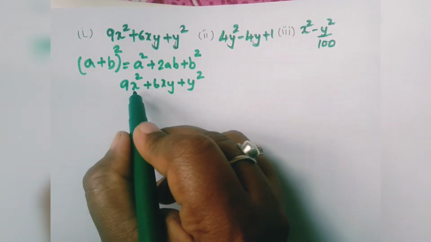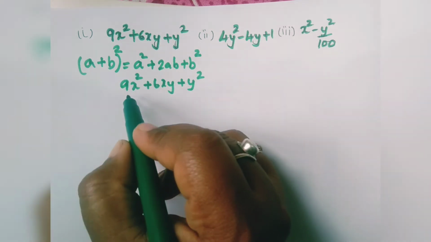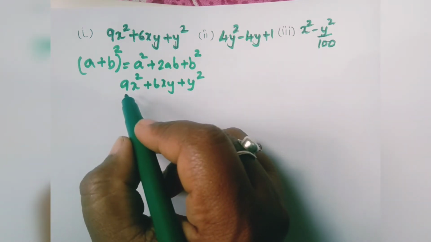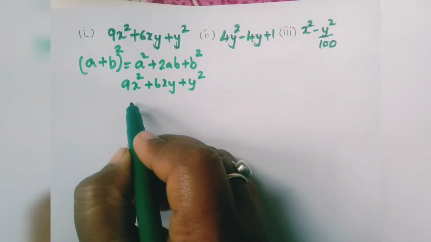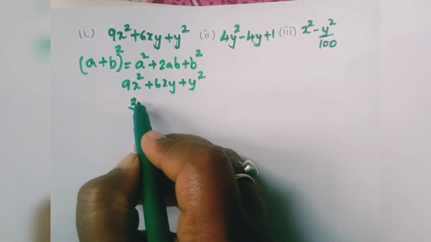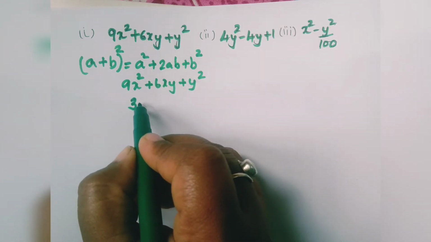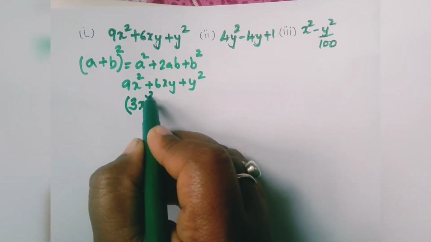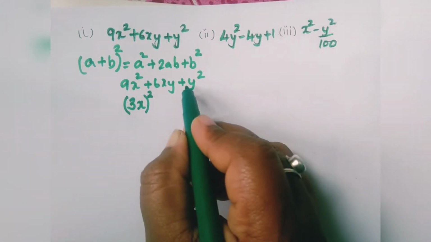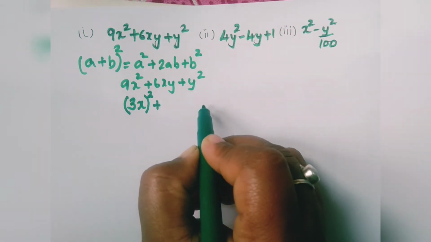So now 9x square is a perfect square. Now you have to write the square root of it. So the square of which number gives you 9? The square of 3 will give you 9. And here you have x square; if you are going to take the square root of x square, you should write only x. So now here you can write this as 3x whole square. Then the middle term you just leave as it is.